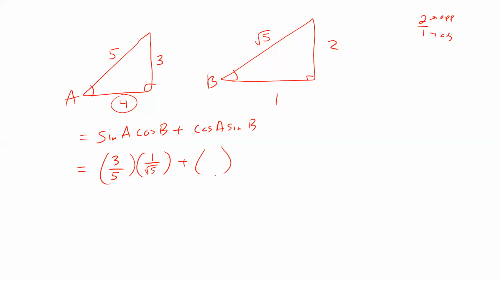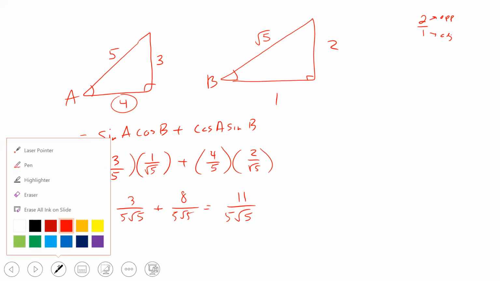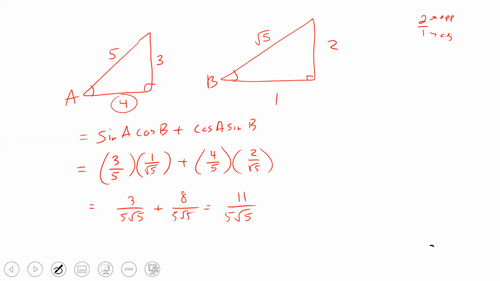Plus sine, cosine A. Or 5. And then sine of B. And easy enough. I think we got this. It's 8 over 5 root 5. And eventually we got 11 over 5 root 5. That's cool. All this cool stuff here that we're finding out.